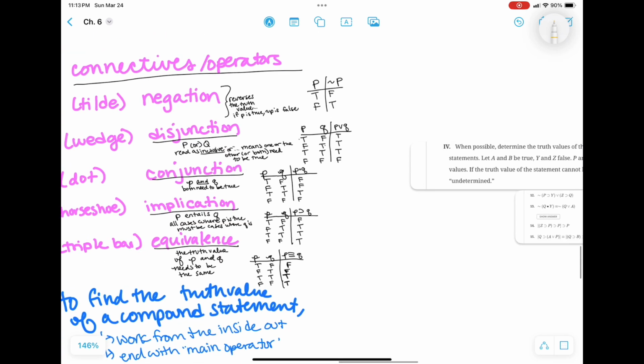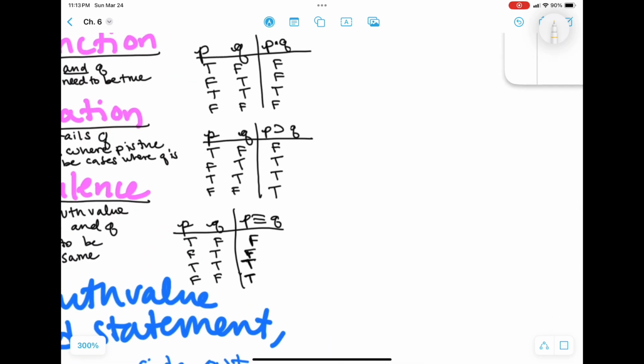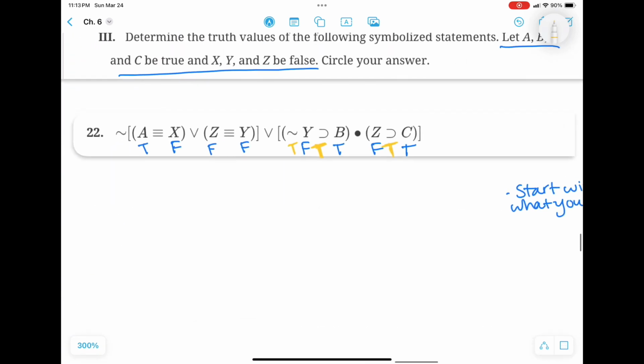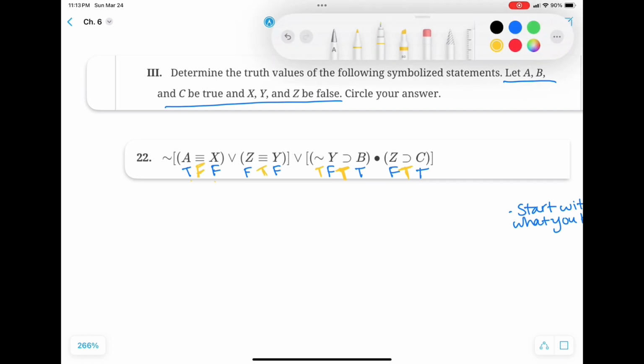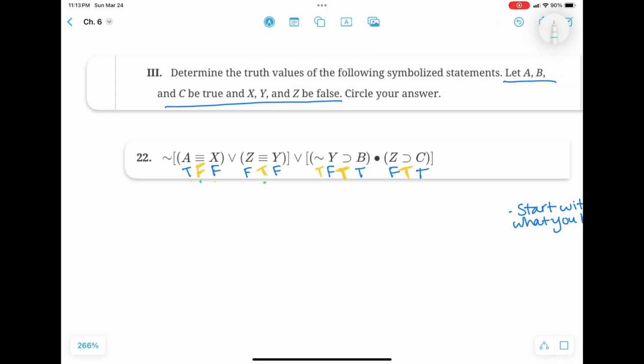Since Z is false, I'm looking at the truth table for the conditional here. Z is false and C is true. That means that conditional there is also true. Since both of the biconditionals here have the same truth value, it's true. Opposite truth value, the other one's false.